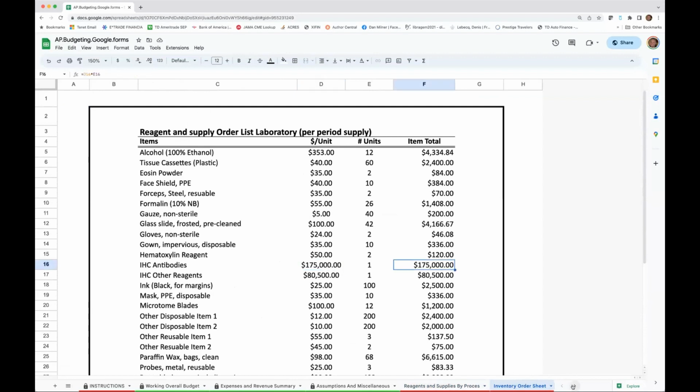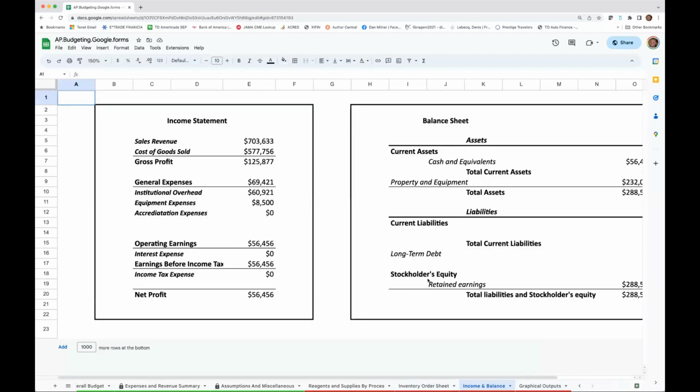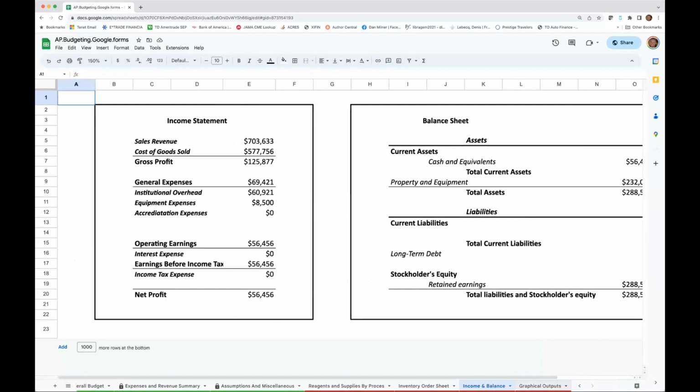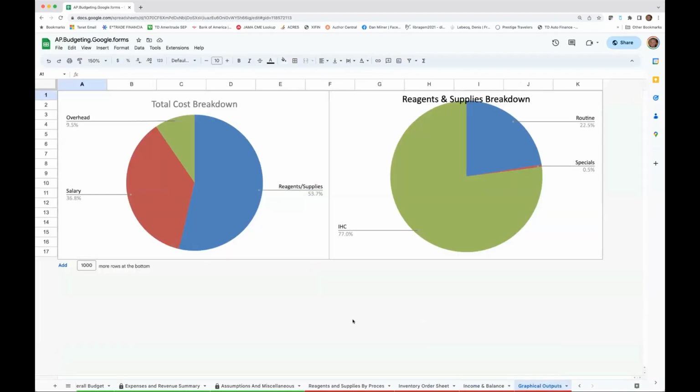And then the last 2 things, you have an income and balance sheet, so you can use a standard income and balance sheet, and then it gives you these graphical outputs. Now, this is really important. In this graphical output, on the left is the total breakdown. So you've got your overhead, which we set for this one. You've got the salary for our staff. We have our reagents and supplies, right?